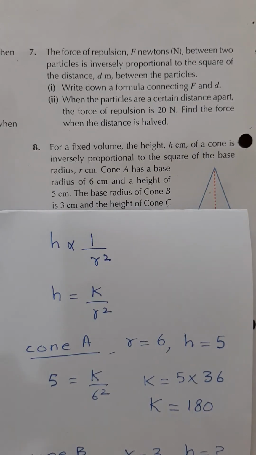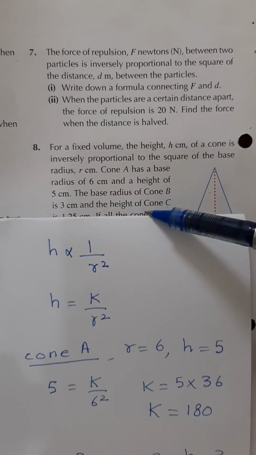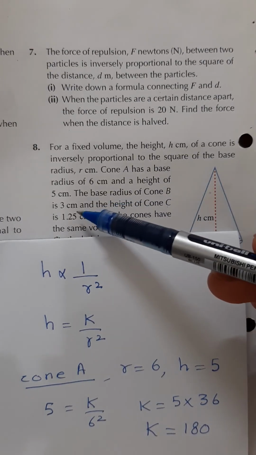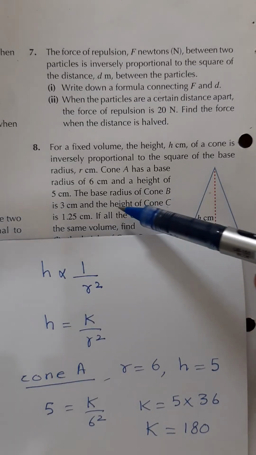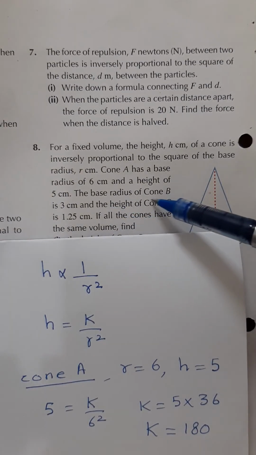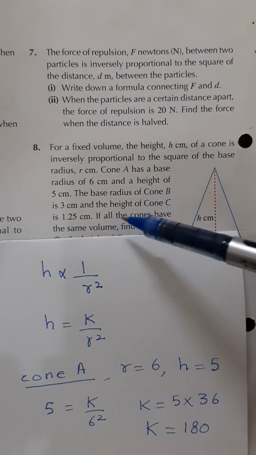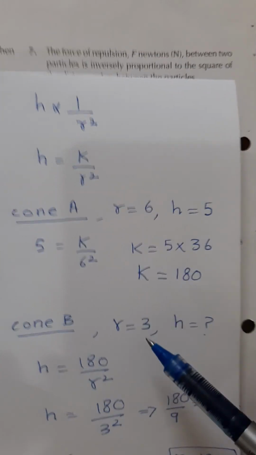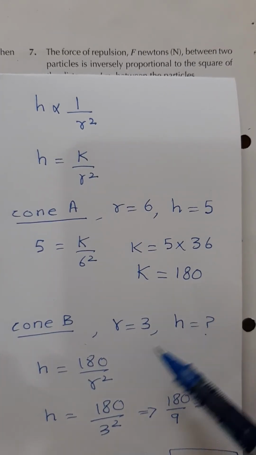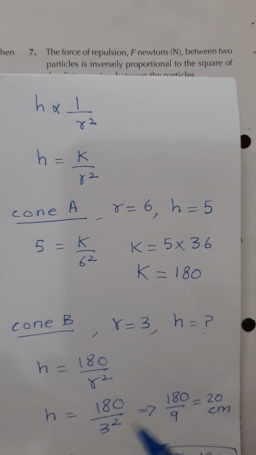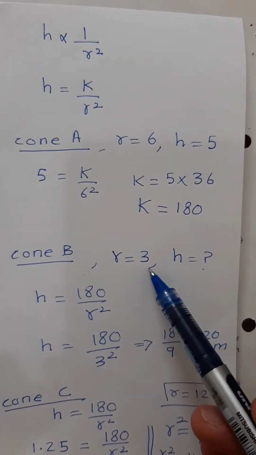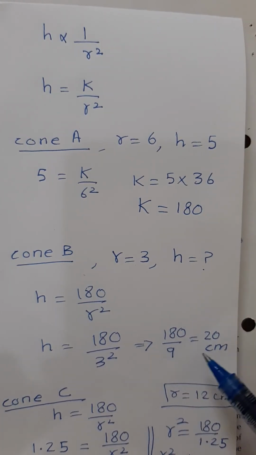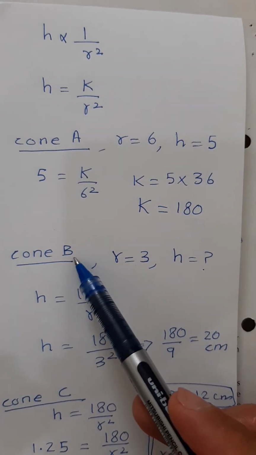that is 180. Now for cone B, they have told us that the base radius is 3 and the height is to be obtained. Base radius of cone B is 3, height is missing. h is equal to 180 over r square, where r is 3 and 3 square is 9. 180 over 9 will give you 20, the height of cone B.